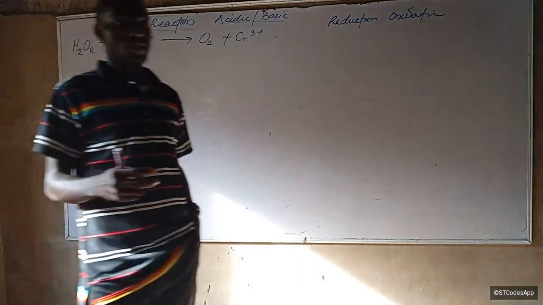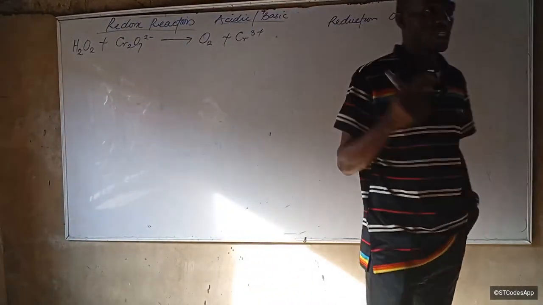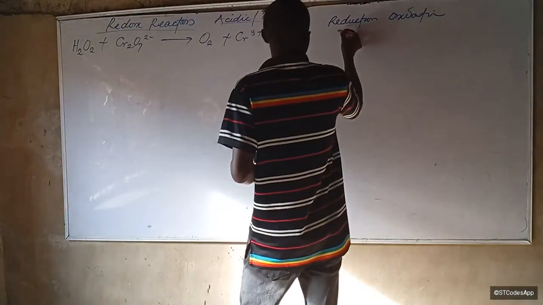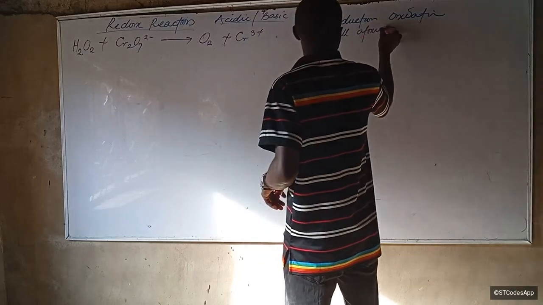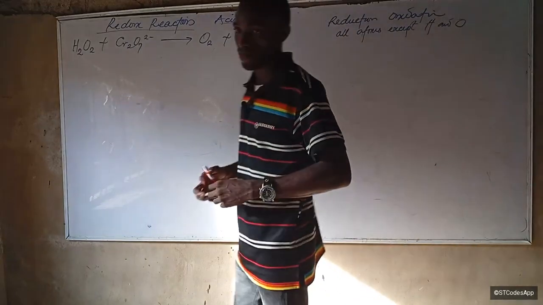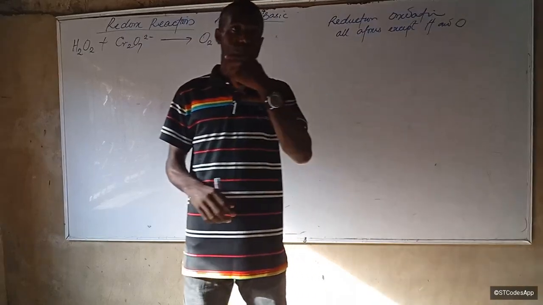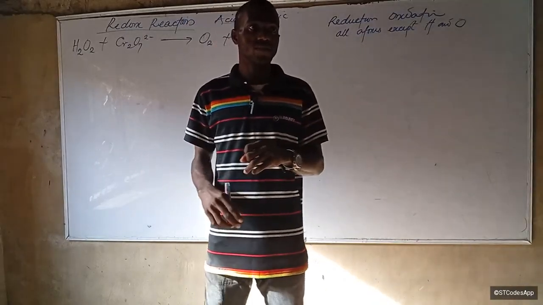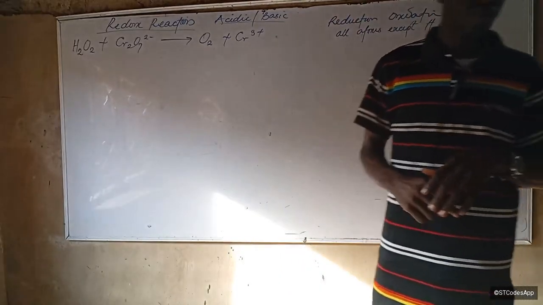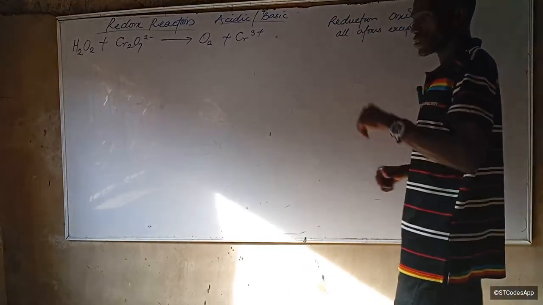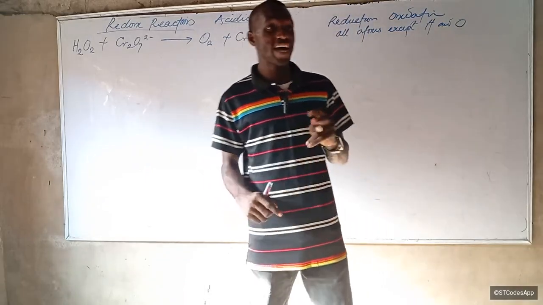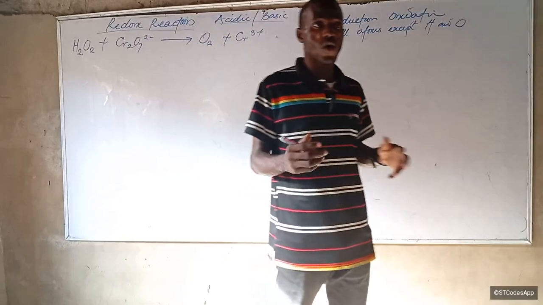Balance atomically. That is all atoms except hydrogen and oxygen. Then number two, balance oxygen. Balance oxygen by adding water, by adding equal amount of water to the side with no oxygen.